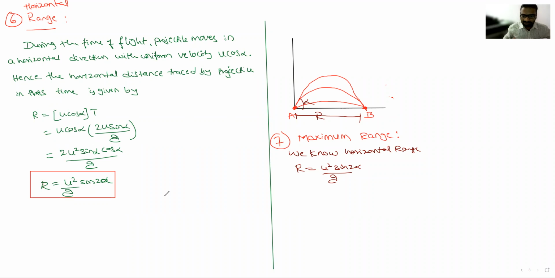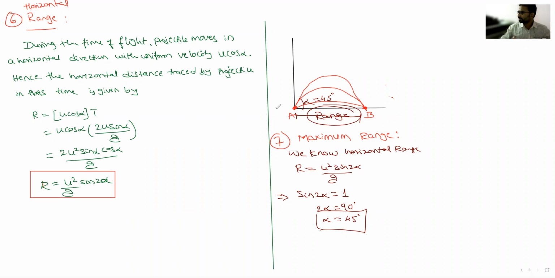It means this R is maximum only when sine 2 alpha is equal to 1. So when sine 2 alpha is equal to 1, what is the value of 2 alpha? Sine inverse of 1, which is equal to 90 degrees. So 2 alpha is equal to 90 degrees. What is the value of alpha? 45 degrees. Whenever you are projecting a particle at an angle of 45 degrees, then only you will get the maximum value of range.